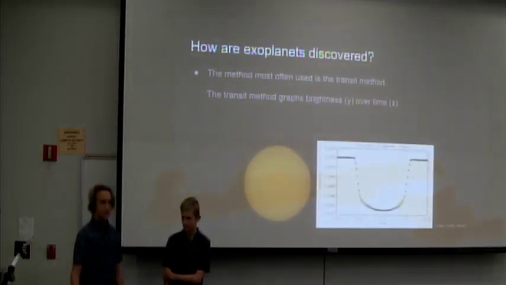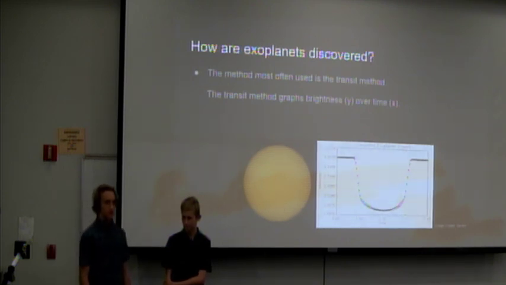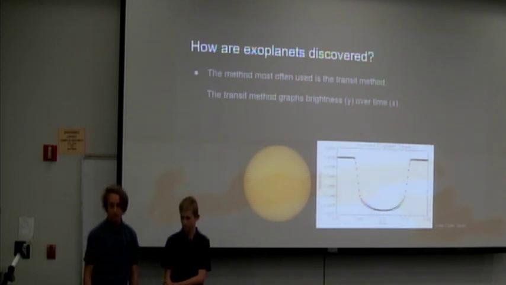And exoplanets, like you've heard before, were discovered using the transit method. Basically, this graphs the intensity of a star on the y-axis over time, which is on the x-axis, and you can measure the intensity lost from the star as the object passes in front of it from our perspective.